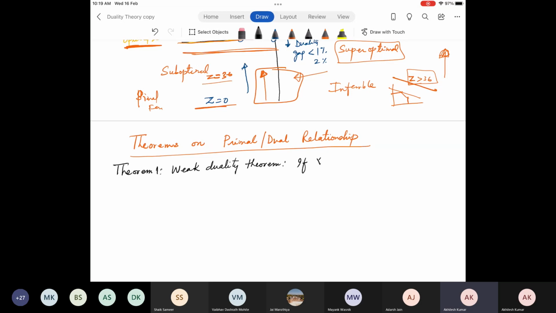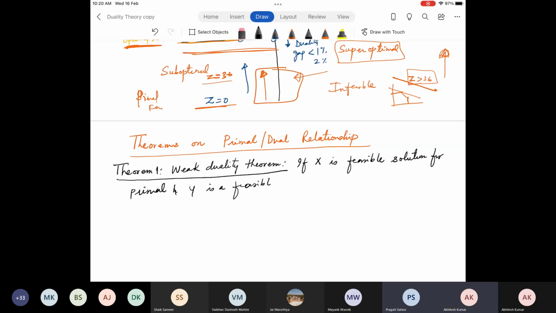What it says: if X is a feasible solution for primal, and Y is a feasible solution for dual, then, and again I'm talking in terms of a standard form, where standard form means primal is maximize G equals Cx, Ax less than or equal to B, and dual is minimize W equals YB, YA greater than or equal to C, then Cx is less than or equal to YB.